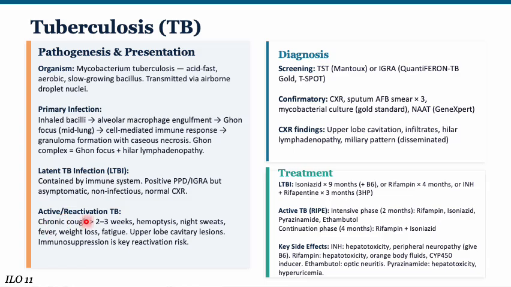And then you have active or reactivation TB. They'll have a chronic cough greater than 2-3 weeks, will have symptoms of hemoptysis, could have night sweats, fever, weight loss, and fatigue. You'll have the typical upper lobe cavitary lesion on a chest radiograph, and immune suppression is the key if it has been reactivated. So patients who are on therapy that will suppress their immune system, and I can give myself as an example.